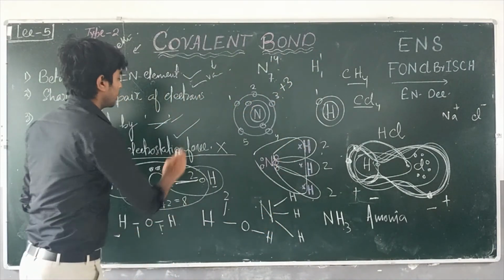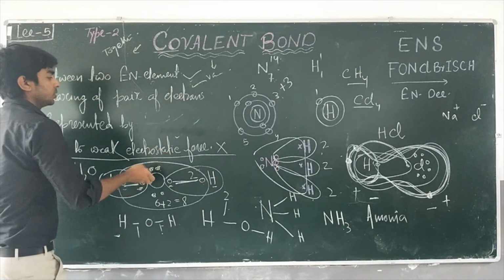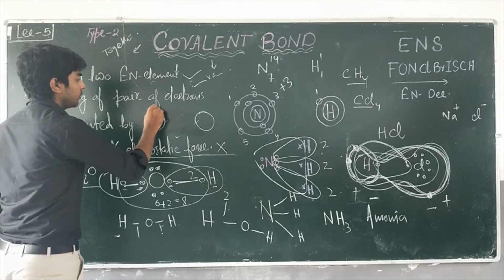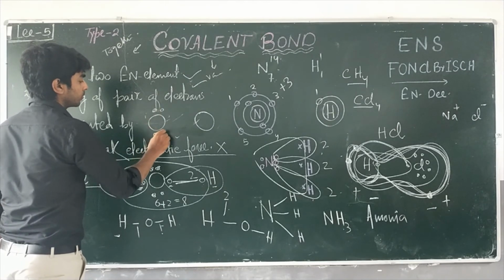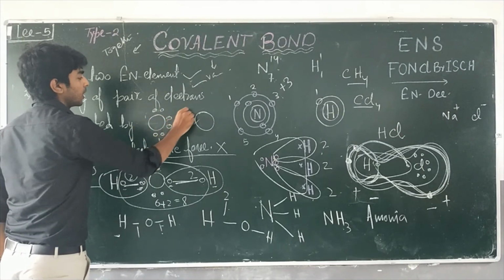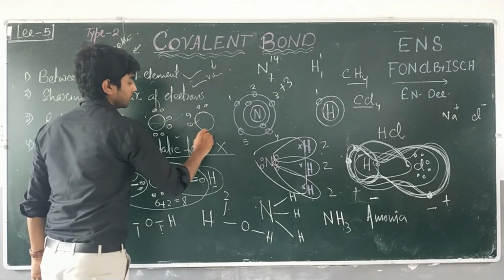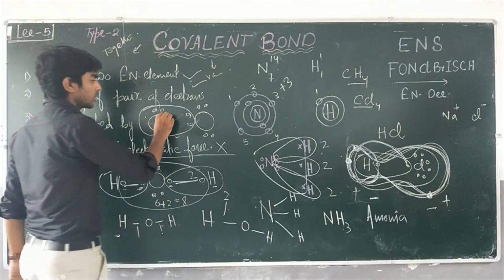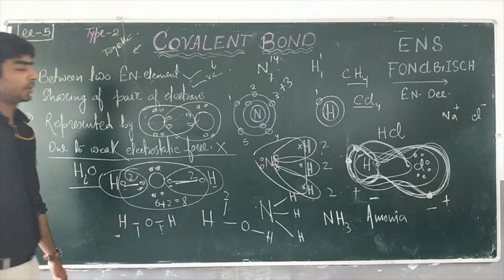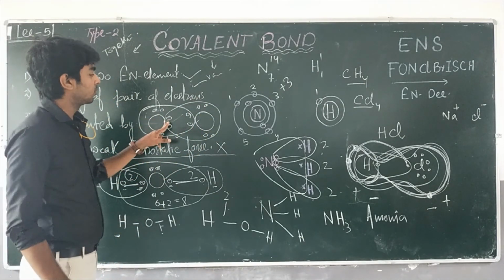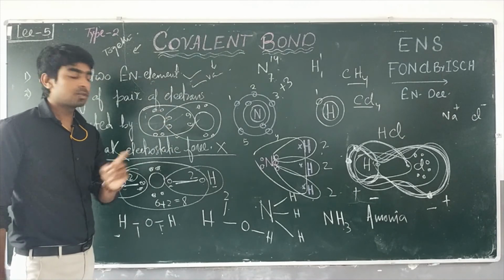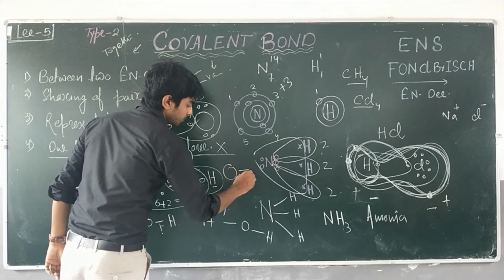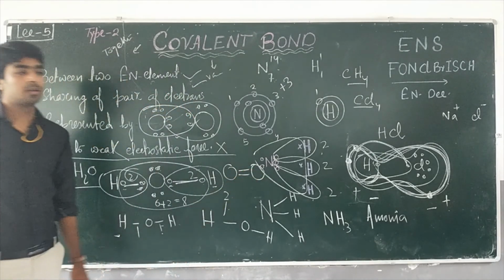Two oxygens are coming together. Each one of them has how many electrons? 6 electrons in the last shell. So what will happen? This oxygen will take 2 electrons and that oxygen will take 2 electrons, and then they will share 2 pairs of electrons. That means 4 electrons have been shared. So we can write it like this.